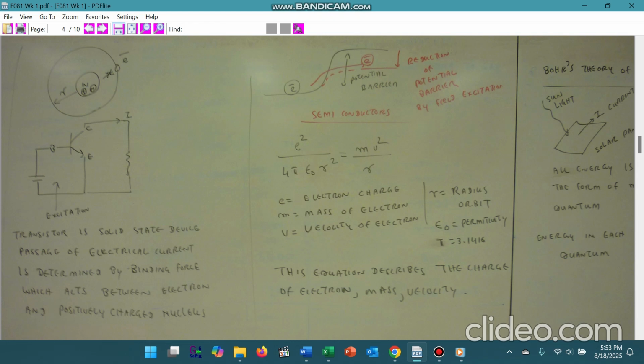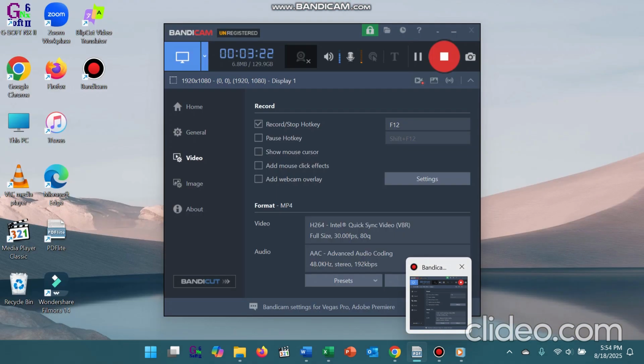So this becomes e squared divided by 4 pi epsilon-0 r squared, equal to m v squared divided by r. In this case, e means the electron charge, and m is the mass of the electron, and v is the velocity of the electron. And r is the radius of the orbit.